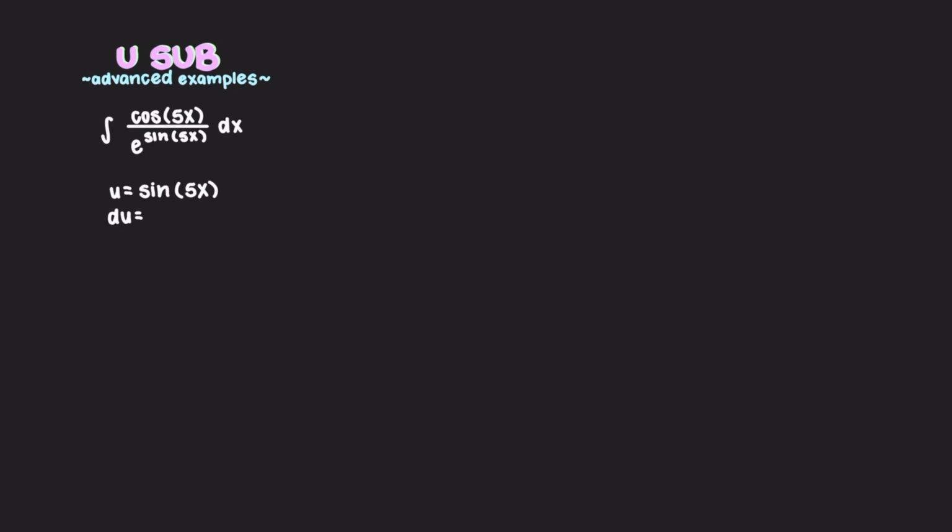That would make our du, with the chain rule, cosine of 5x and then times 5, because we have to take the derivative of the inside function. So that's going to simplify to 5 cosine of 5x dx, of course. So now let's start to rewrite this.